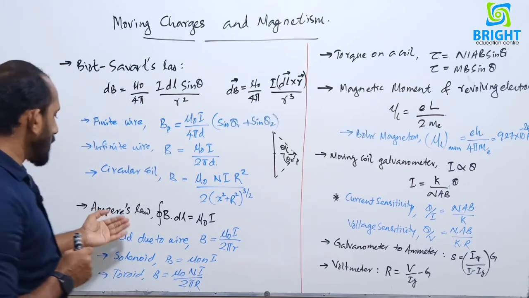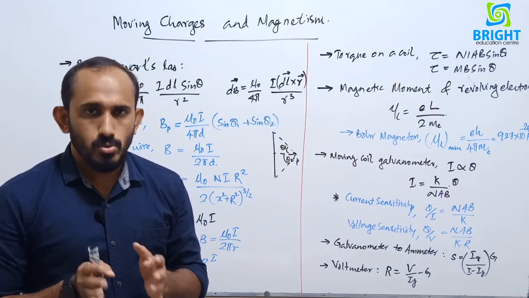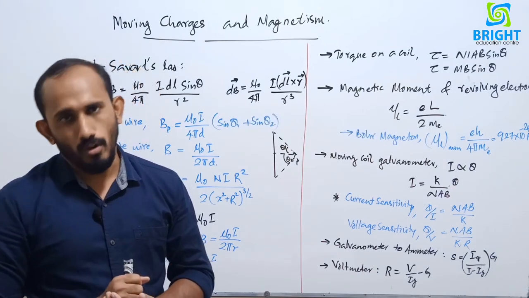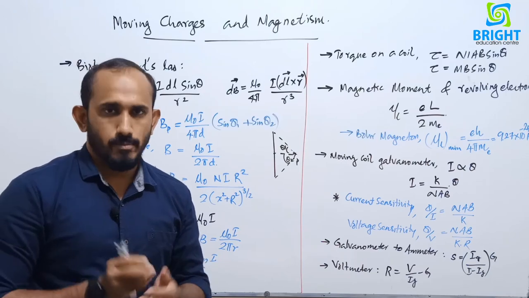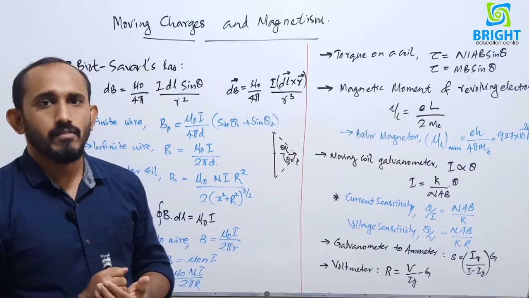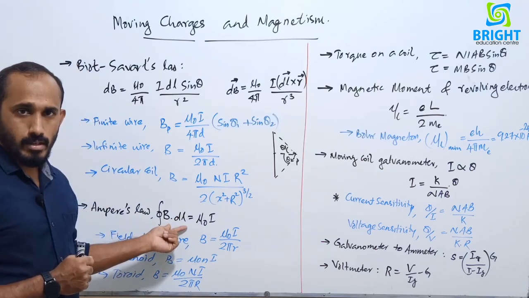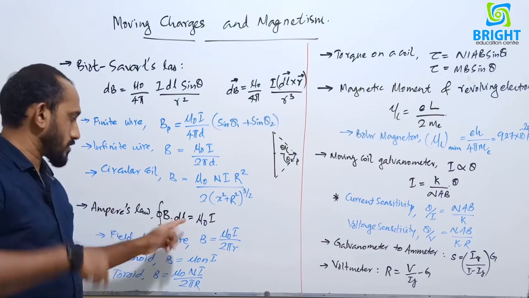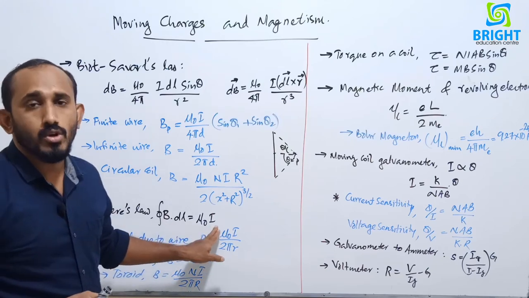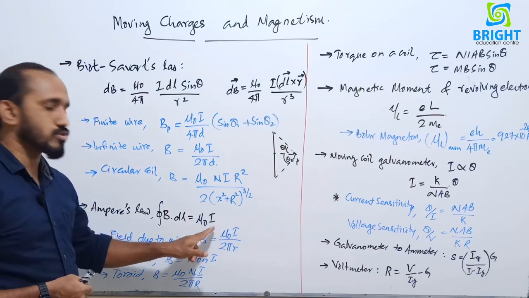Now, one another law we can use, Ampere's circuital law, to find the magnetic field due to or enclosed by a closed surface. In the form of Gauss's law, which we did in electrostatics, and in magnetism, we use Ampere's circuital law. The integral of B dot dl, the closed magnetic field along a closed path, is equal to mu zero times the total current enclosed by the surface. Integral B dot dl is equal to mu zero I.